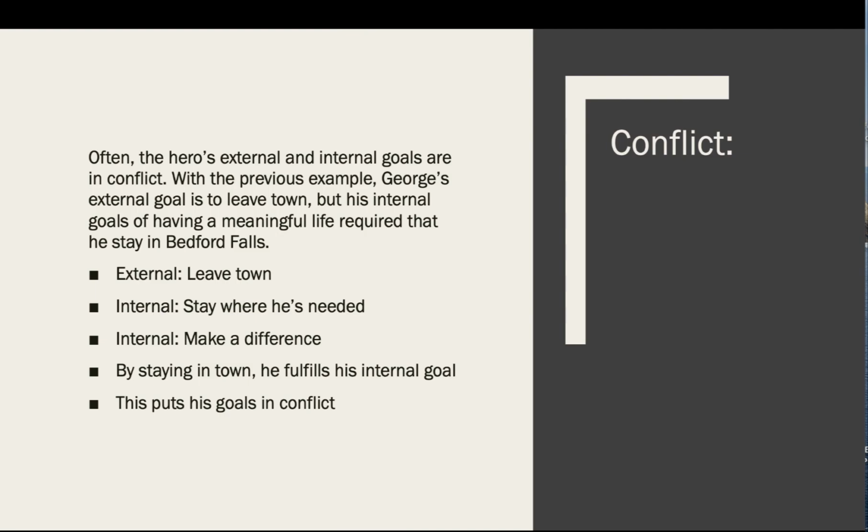Often the hero's external and internal goals are in conflict. With the previous example, George's external goal is to leave town, but his internal goal of having a meaningful life required that he stay in Bedford Falls. So external, leave town. Internal, stay where he's needed. The internal, making a difference, is his ultimate goal. And sometimes your character, like George Bailey, doesn't know his goal until he fails, or something in the external plot causes him to fail and he realizes what he really wants. So in this example, the goals are in conflict, and that is often the case.